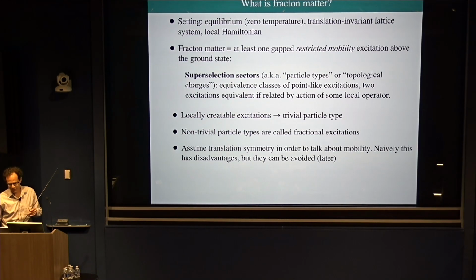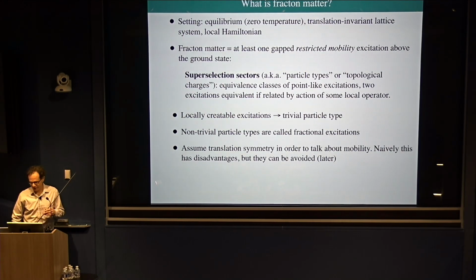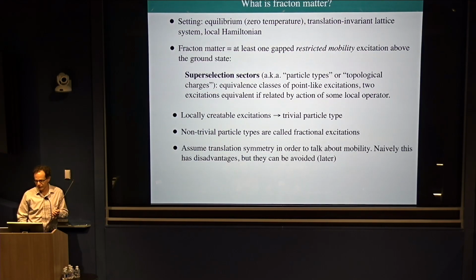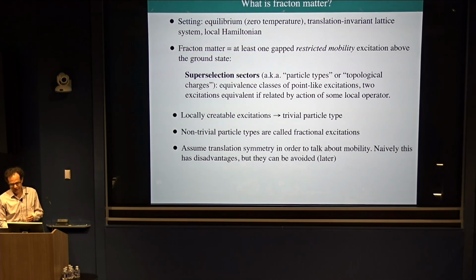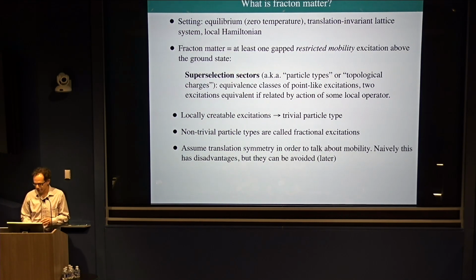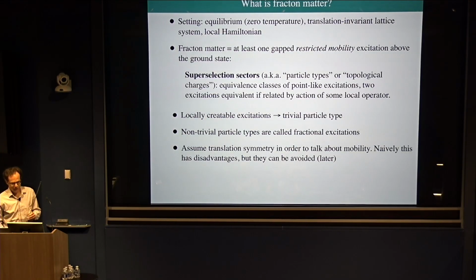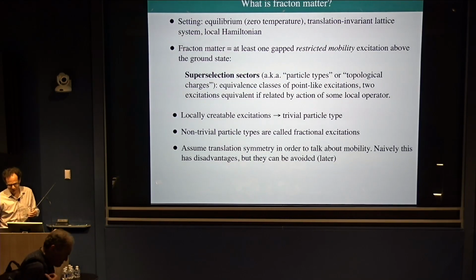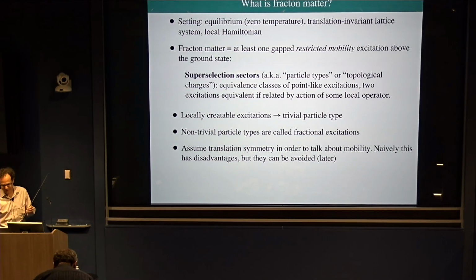I want to give an explanation of what I mean more generally when I say fracton matter. First of all, we're talking about zero temperature equilibrium systems, translation invariant lattice Hamiltonians, and the Hamiltonian should be local throughout the talk. And what do I mean by fracton matter? It means there's at least one gapped restricted mobility excitation above the ground state. And I want to give a definition of that.